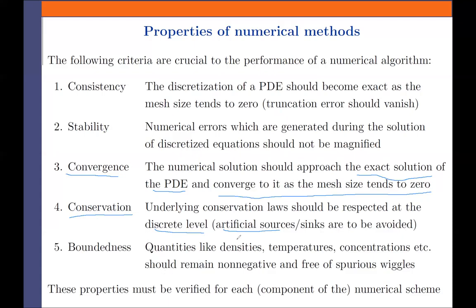Boundedness means the quantities like densities, temperature, concentrations should remain non-negative and free of spurious wiggles. These properties must be verified for each component of the numerical scheme. So these are the major criteria which are crucial to the performance of numerical algorithms. First is consistency, second is stability, third is convergence, fourth is conservation, and fifth is boundedness. So these are the five major criteria.